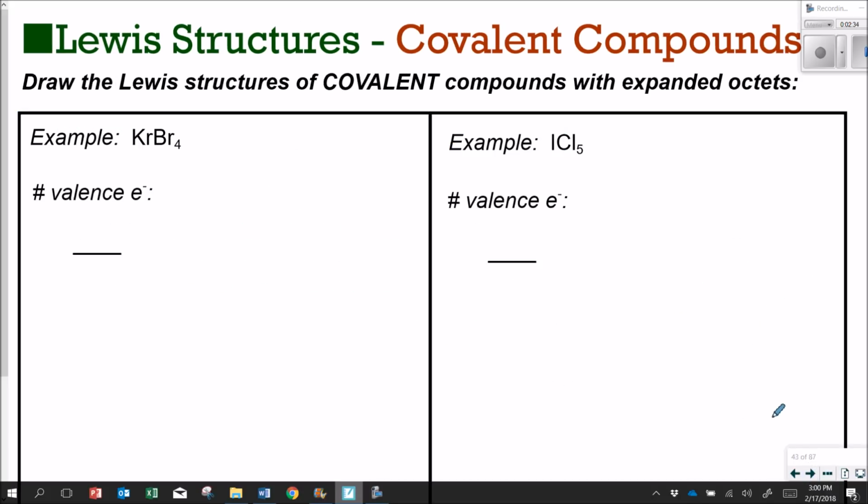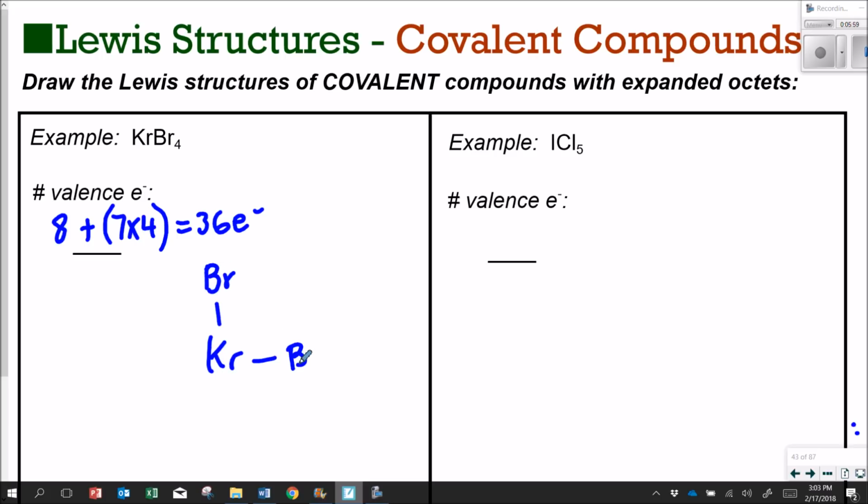Let's practice some examples. Krypton tetrabromide. We find out how many valence electrons are available for bonding. Krypton has 8. Bromine has 7, and we have 4 bromines, so 4 times 7, for a total of 36 available electrons. We start drawing the structure with krypton as the central atom bonded to 4 bromine atoms.